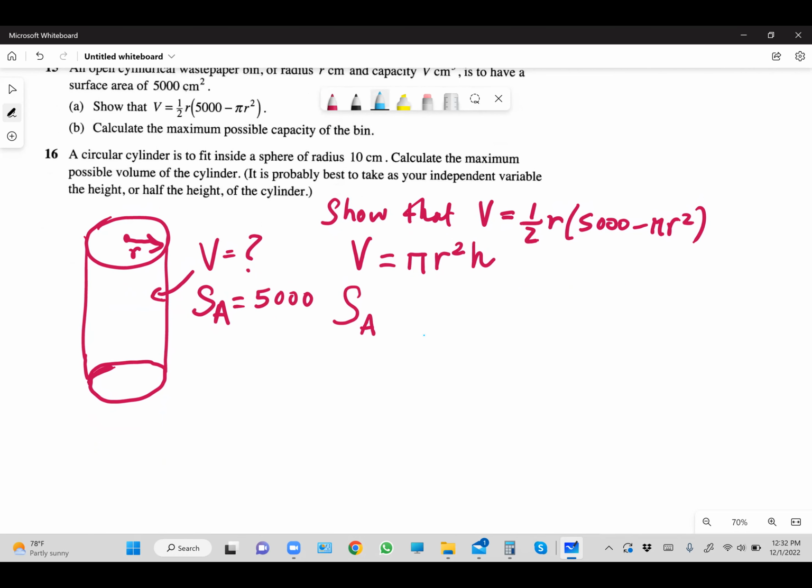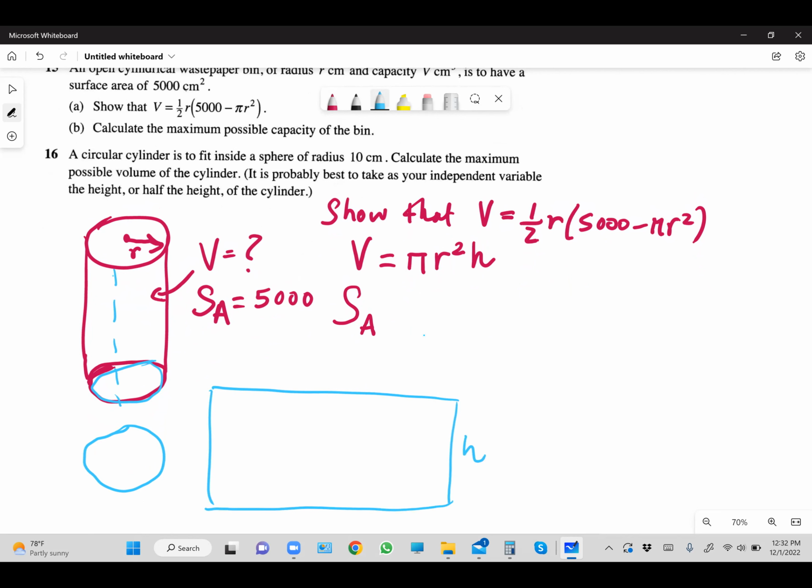Imagine you cut the cylinder down the middle, you remove the bottom, and you roll it out. It would be a rectangle. You know it has a height, and this side here would be the circumference of the circle. Do you get that? So you saw what I did there?